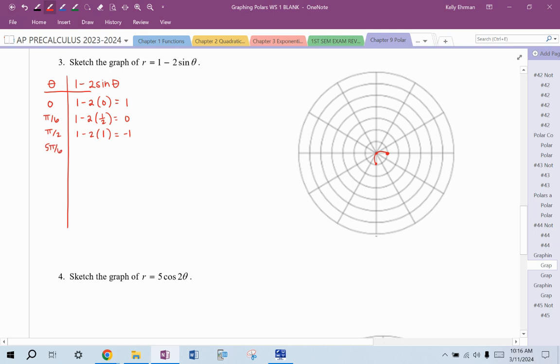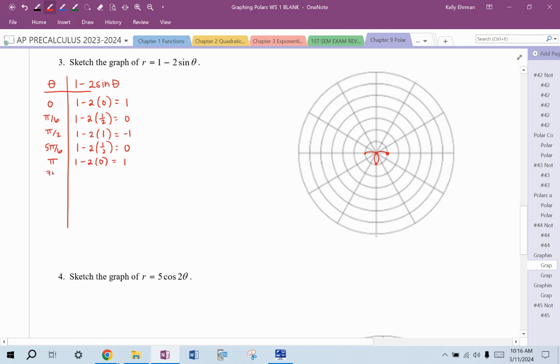5 pi over 6. 1 minus 2 times, again, positive 1/2 is 1 minus 1, which is 0. So back to the origin. Then pi. 1 minus 2 times sine of pi is 0. 1 minus 0 is 1. So I see a bit of symmetry happening here.